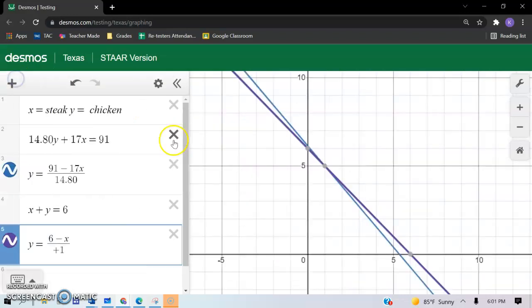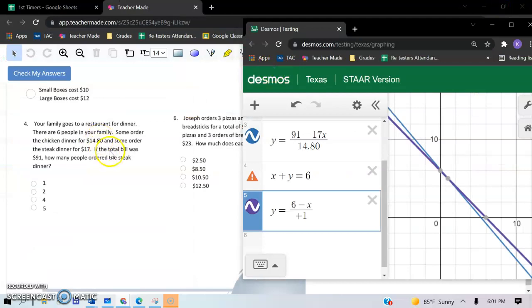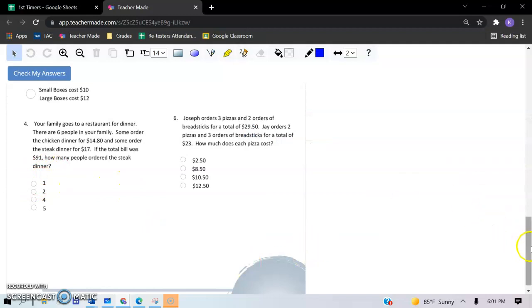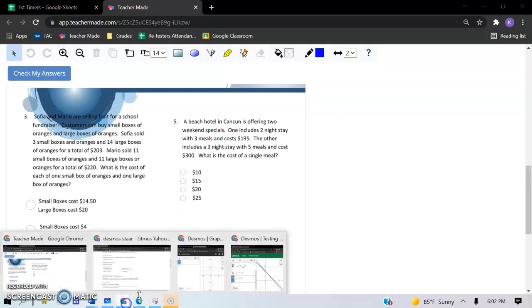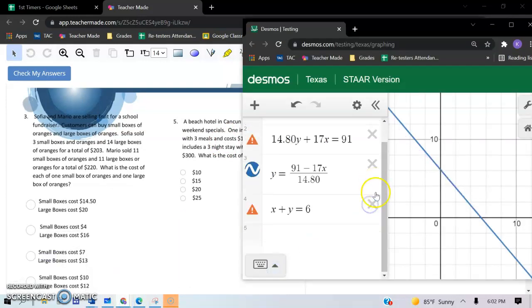What does each number represent? 1 is the x, so only 1 ordered the steak, and 5 of them ordered the chicken. So how many steaks? 1. And that's your answer right there. Number 5. Let me delete these.